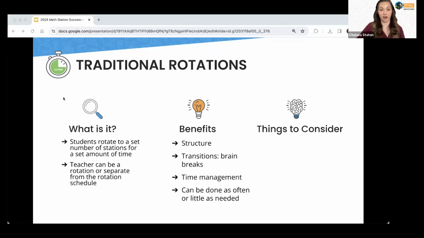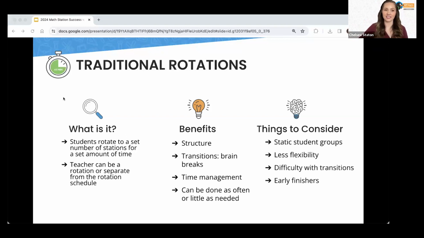Some of the benefits are the structure that it provides. The transitions between stations kind of serve as quick resets, quick brain breaks for students. It does help a lot with time management, and it can be done as a standalone day. So we can do stations all 5 days, we can do stations once a week, we can do stations twice a week. There's a little bit more flexibility in that it can be just done on its own for a day without having to do it every single day.